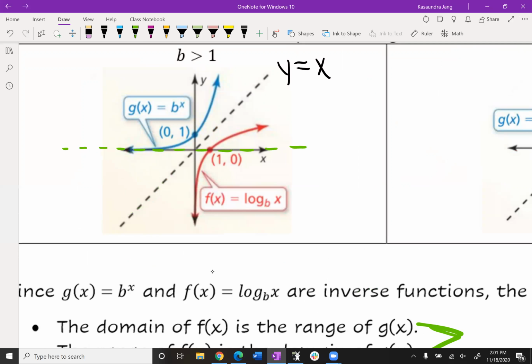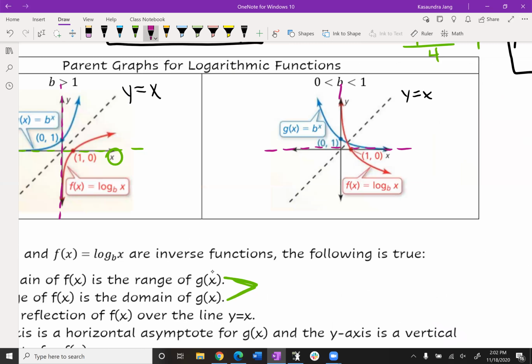So my asymptote was on the x-axis, right? But if I swap my x's and y's, if I do an inverse, it's not the x-axis, it's now the y-axis that is the asymptote for my logarithmic function. So this guy did not pass the y-axis. Again, I swapped my x's and y's. Same deal here. The x-axis was the asymptote, but I did the inverse. Instead of the x-axis, the y-axis is the asymptote for my logarithm.